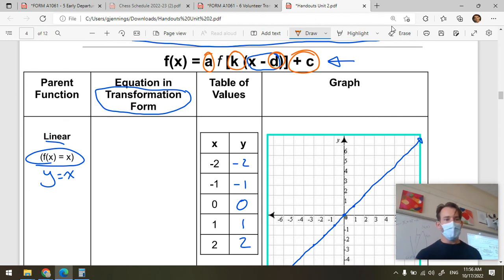So if we were to write f of x in its transformation form, like I could create a new function g of x that was a transformed version of f of x, that would look like this. A multiplied by bracket k multiplied by x minus d bracket bracket plus c.